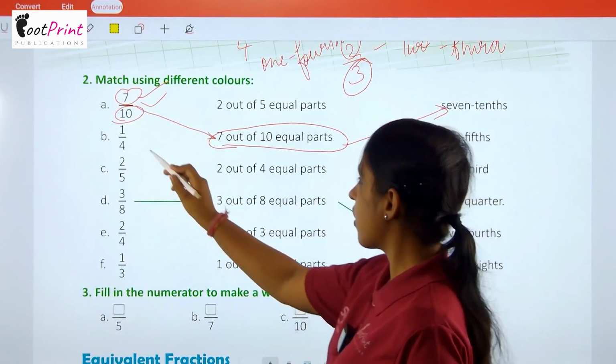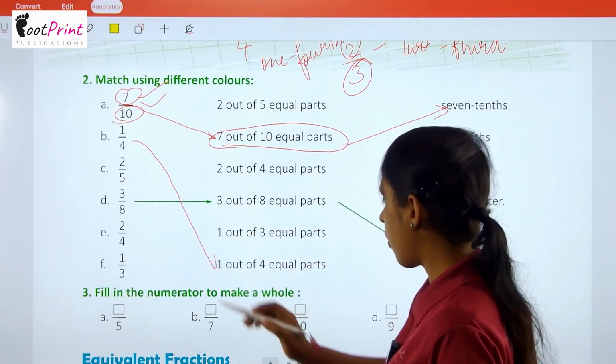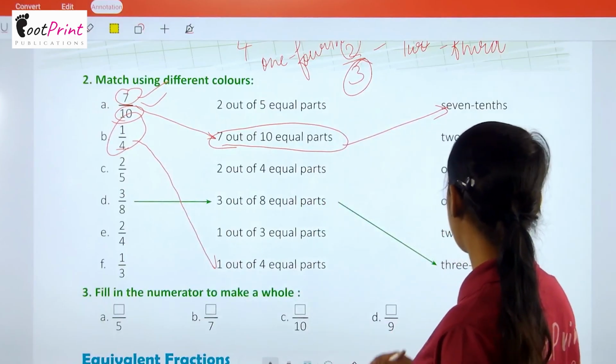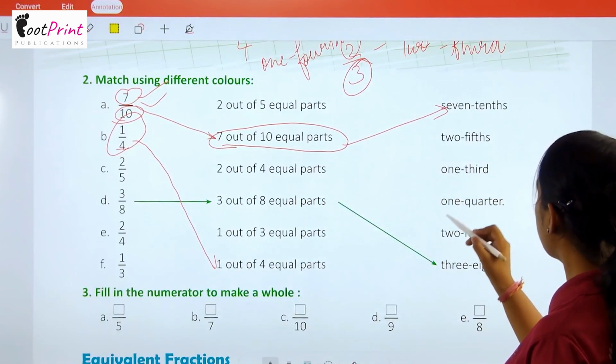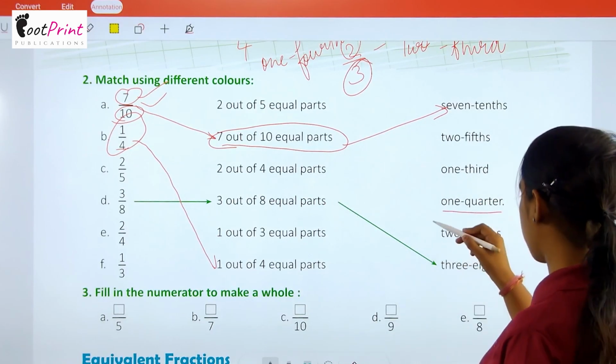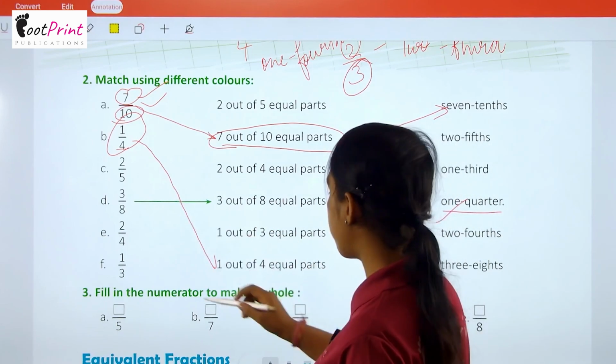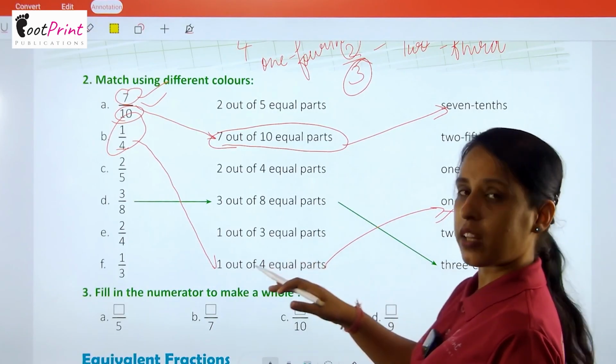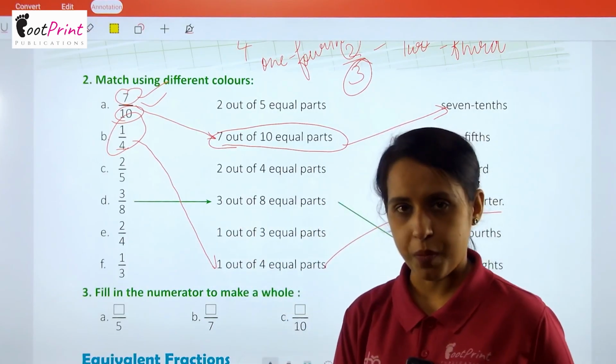Here, we have to match this. Okay, now what we will call 1/4, it is 1/4. So where is 1/4, or we can also say a quarter? Quarter also means 4 parts, so here we will match it. Okay, so just like that you have to match all the given parts.